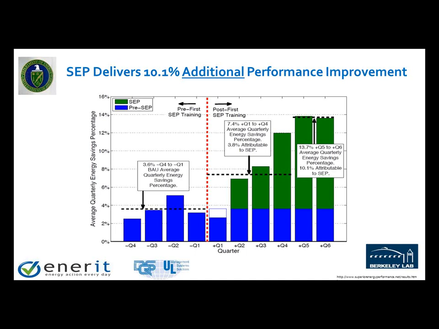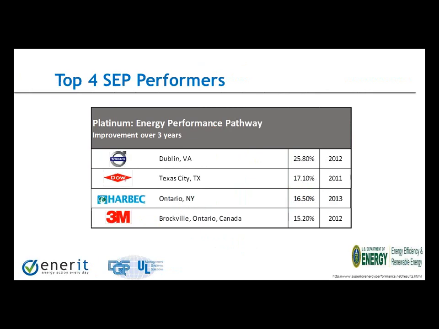If we talk about the Superior Energy Performance program that is run by the Department of Energy in the US, the results of that to date have shown that the SEP program delivers 10.1% additional savings over business as usual. So that's that diagram there, and that's a significant achievement. It just shows that people are making savings with business as usual, but significantly more savings can be made by putting in a systematic approach based on an ISO 50001 approach.